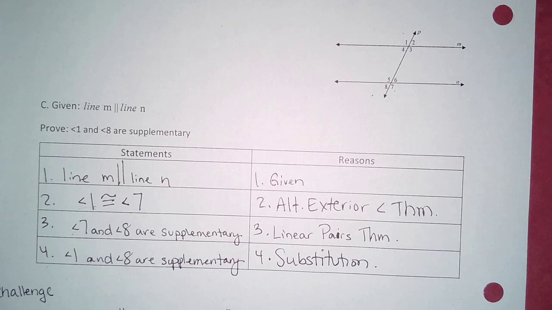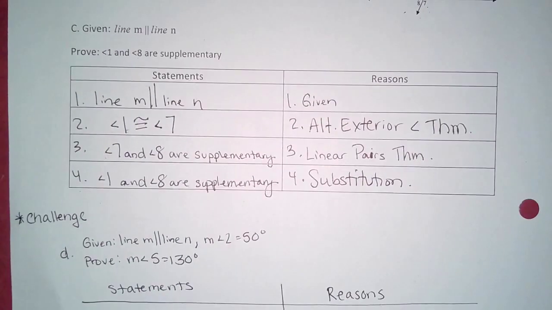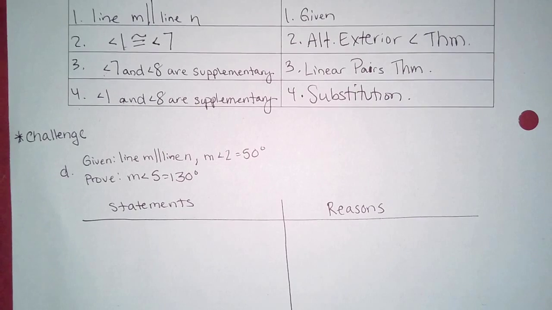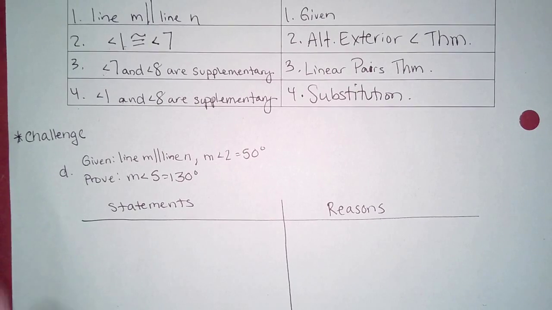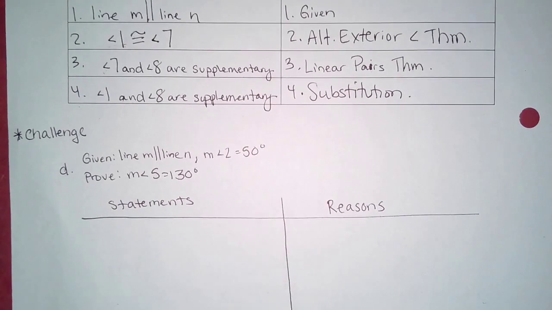Okay, let's do one more challenging one. So this is not on your paper, probably you need to add it. So take a second, pause the video, and add this challenge problem. It says given line M is parallel to line N, measurement of angle 2 is 50 degrees. Prove the measurement of angle 5 is 130.